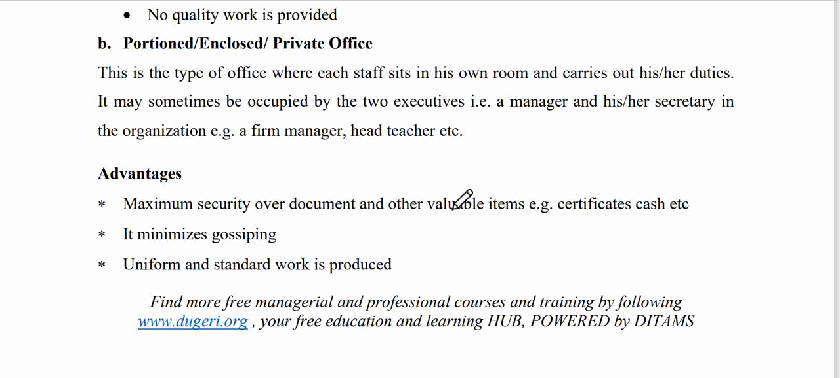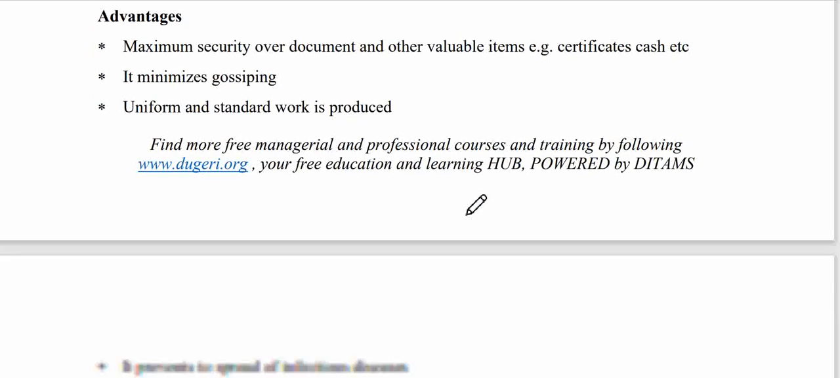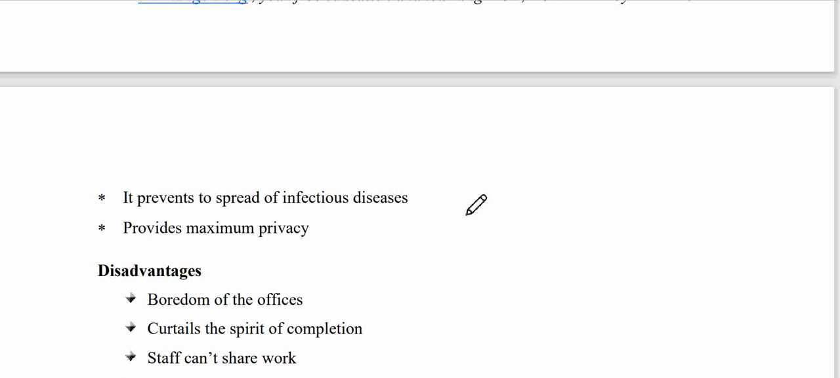And also, it minimizes gossiping. Of course, you may be there alone. If you allow, you sit there alone. At least you could be able to concentrate. And also, there is uniform and standard work which is produced in a private office compared to an open office. And as well, it prevents the spread of infectious diseases. Of course, if you are indoors, if you have any disease, airborne, whatever, that means you will remain with it in your office. You cannot infect another person with it.